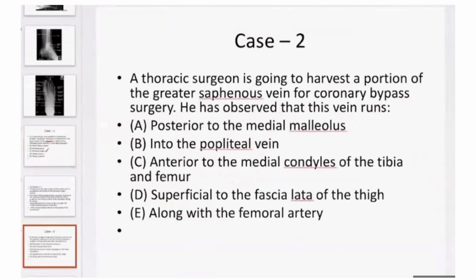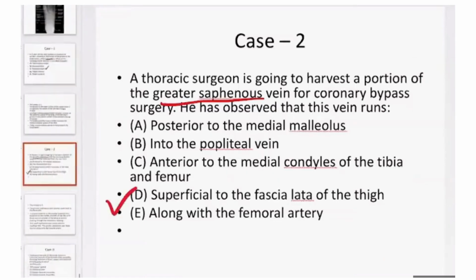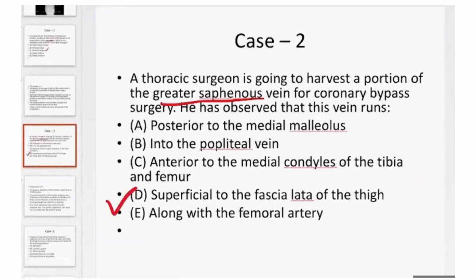A thoracic surgeon is going to harvest a portion of the great saphenous vein for coronary bypass surgery. He has observed where this vein runs. What is it? Great saphenous vein. It is superficial to the fascia lata of the thigh. It is running on the lateral side, right? It is on the fascia lata.